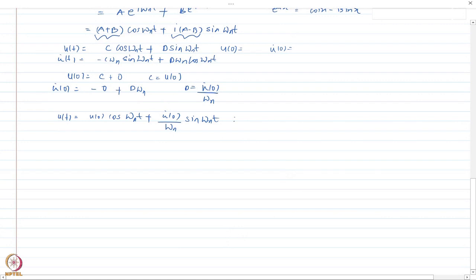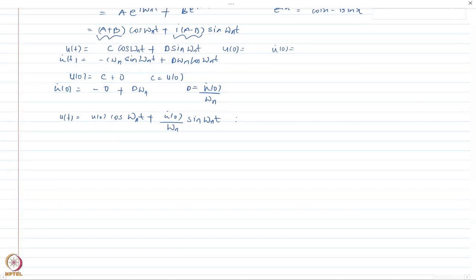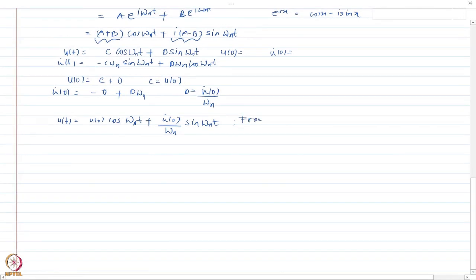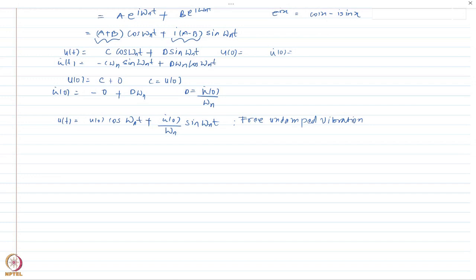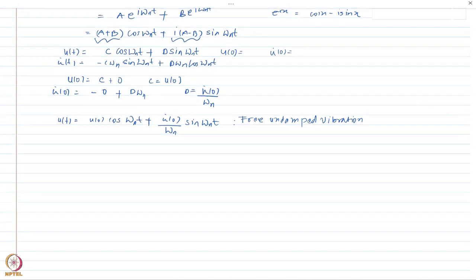And of course, depending upon whatever the values of u of 0 or u dot of 0 you have, you can obtain a specific numerical value of u of t. Okay, so let me just write it. This is free undamped vibration. Okay, so as you can see, I have the expression for u of t, and let us just try to plot this function and see how it looks.